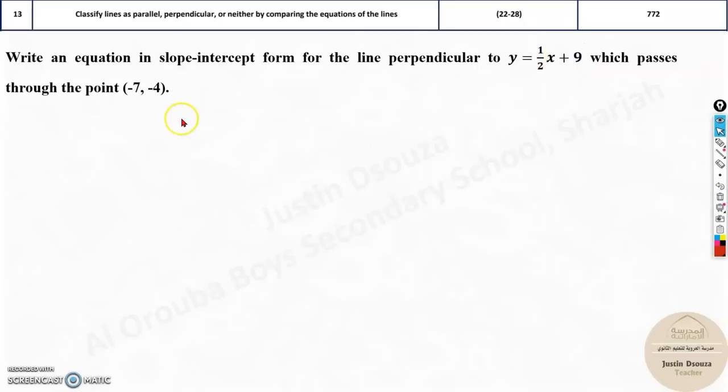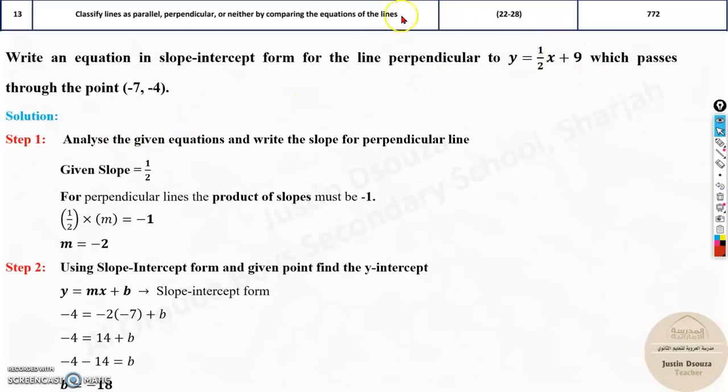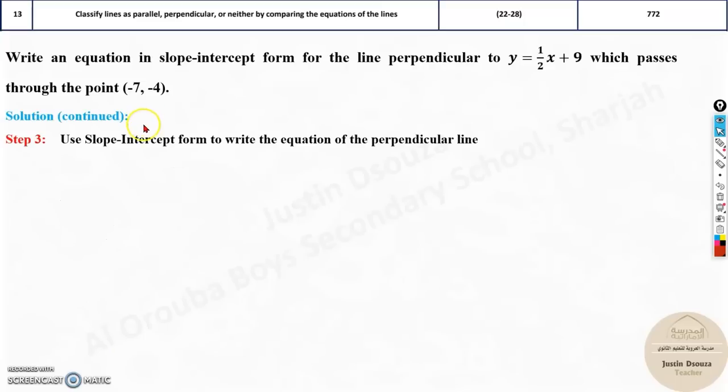Very easy. I'll repeat the steps again. First is to find the slope of the perpendicular line. The given line's slope we noted, multiplied by the perpendicular line's slope, which we do not know, must be equal to -1. So we find the slope. Then we use the slope intercept form and the given point to find the y-intercept, the b value. Once you know the slope and the b value, it's very simple. Just substitute in the slope intercept form and then get the answer. That's it. This is the answer.